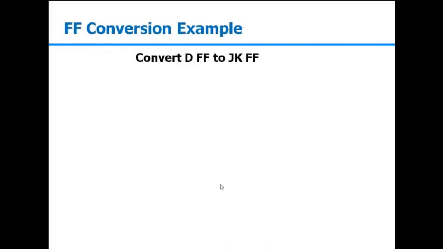For example, we need to convert D flip-flop to JK flip-flop. If we need to convert the D flip-flop into JK, it means you have been given a D flip-flop, and you need to convert this D into JK. It means we need to find the expression of D in terms of J and K. That is, the input D will be a function of J, K and Q.